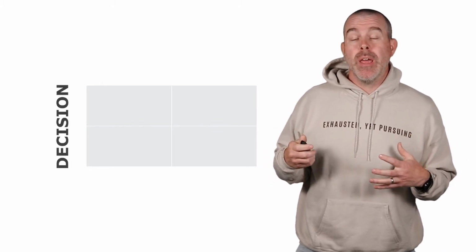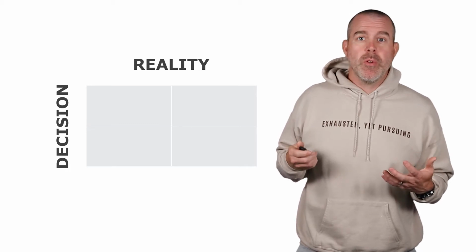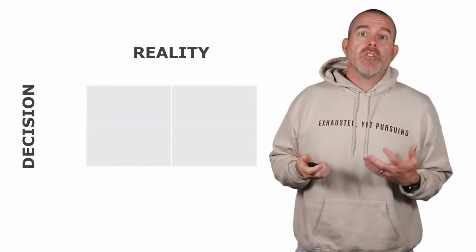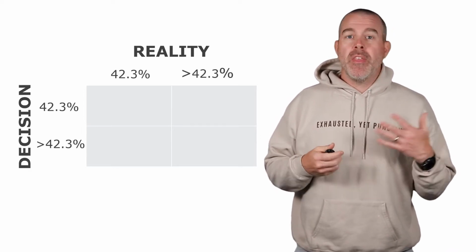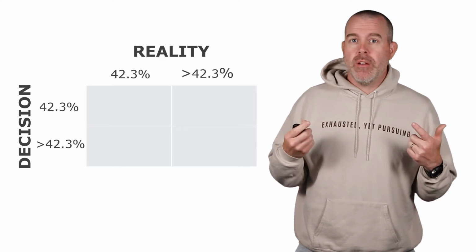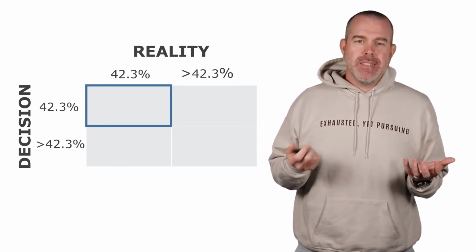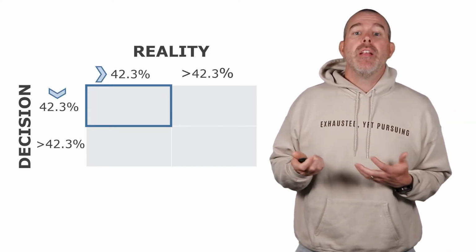One thing I like to do to help students understand these is make a little grid. So let's say on the vertical here, we have our decision, the actual decision we would make. And then on the top, we'll have what is actually true. So we might decide that the proportion is 42.3%, and the reality either is or it's greater than that. So in the top left box here, we decide, yep, it seems like the proportion is 42.3%. If that's actually true, hey, then we're correct.